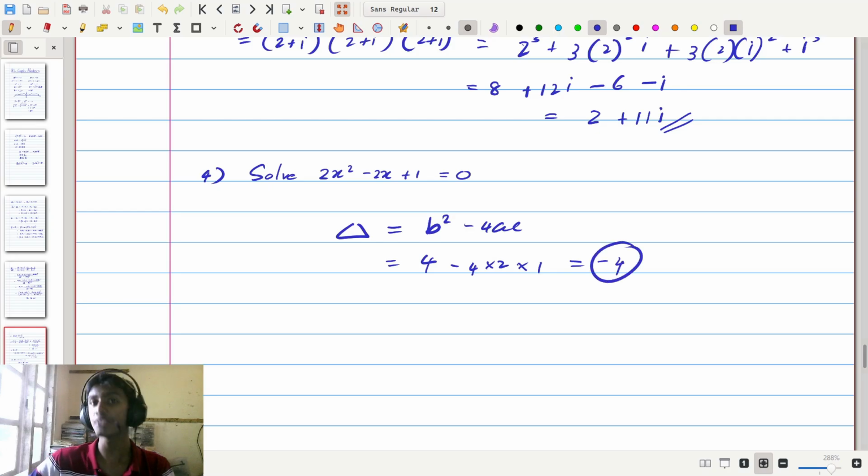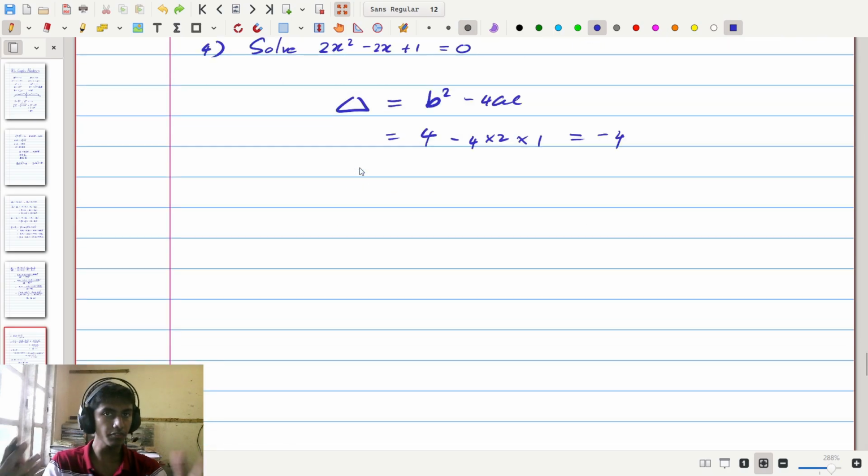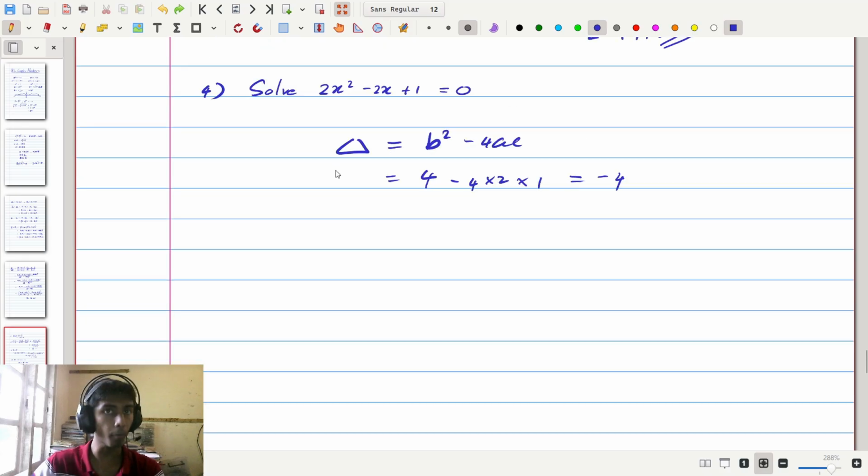So this is equal to minus 4. Since the delta here is negative, we can conclude that the roots of this thing, the solutions, are not going to be real numbers. If they are not real numbers, as we now know, they are probably going to be imaginary or complex numbers. So now, let's try to solve this equation.